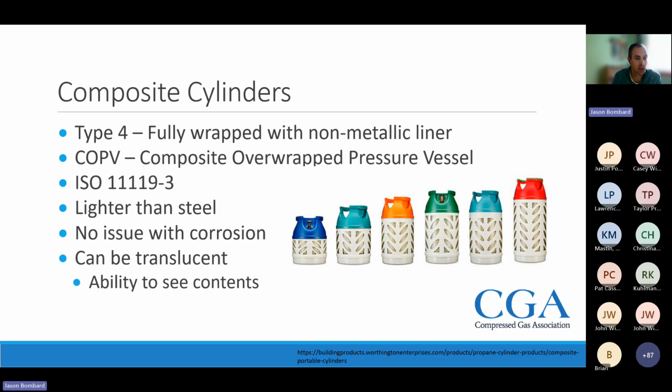And type 4s are fully wrapped with a non-metallic liner. These can also be referred to as COPVs, or composite overwrapped pressure vessels. Spec for these construction-wise is the ISO 11119-3. These are much lighter than steel. You don't have to worry about corrosion.